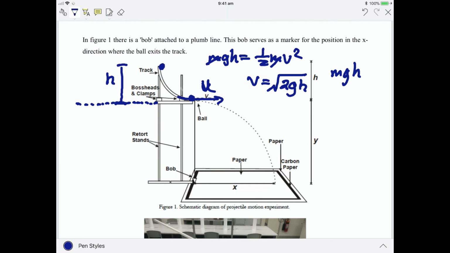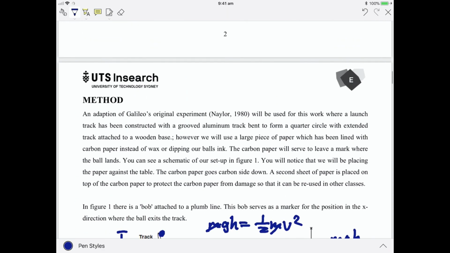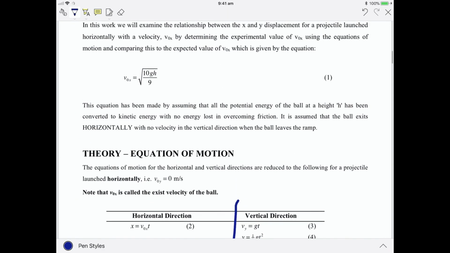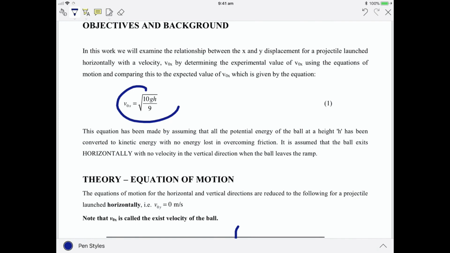Actually, there's one thing you will miss in this simple argument you learned in high school. Now, what you find is you should use this expression instead. So instead of square root of 2gh, you use square root of 10gh over 9. This is something you want to find out. So you got the h, you got the g.